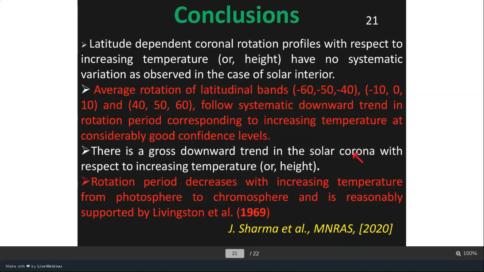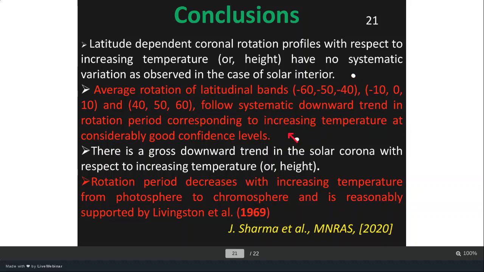Conclusions. The latitude-dependent coronal rotation profile with respect to increasing temperature or height has no systematic variation, as observed in the case of the solar interior. That means the individual latitude has no systematic variation in sidereal rotation period with respect to increasing temperature or height.